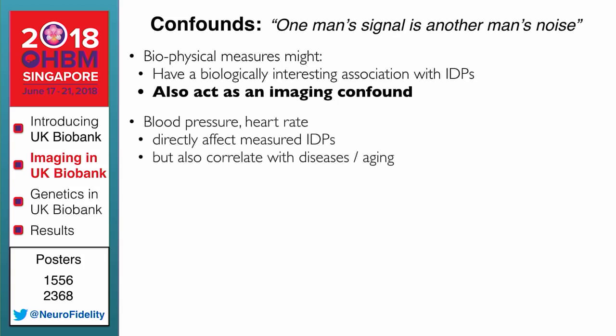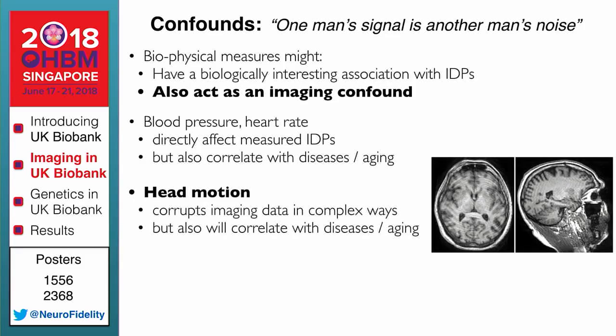One example would be blood pressure or heart rate, which directly affects the IDPs, but is also related with disease and with aging. The same happens with head motion. With head motion, as you can see in that image, everybody knows that motion can affect the images, and it's a strong confound, but it's also related with some diseases and aging.